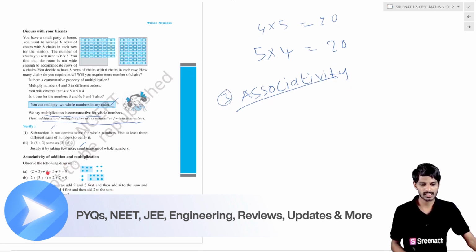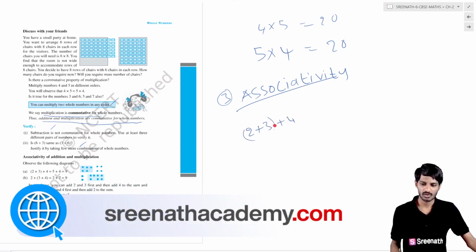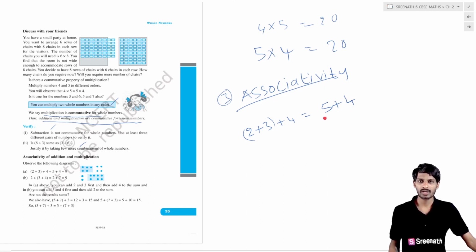Now here are the two examples. Take the example of 2 plus 3 plus 4. In this case, you are adding these two numbers in the first step. So 2 plus 3 gives rise to 5, and the remaining number is 4. The result of these two numbers is 5, and now we are adding 4 to this result. That will give the answer 9.